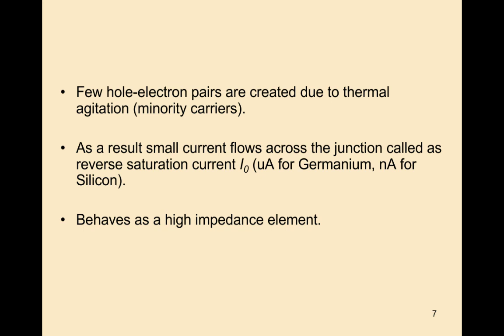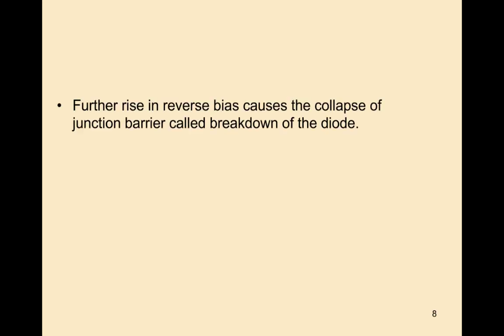It is available in small values, that is microamperes or nanoamperes. Microamperes for germanium diode, nanoamperes for silicon diode. So this is about today's class, how the diode will behave in reverse biased mode and how it will be connected in reverse biased mode.